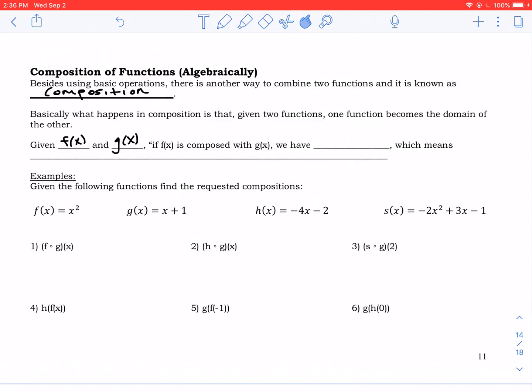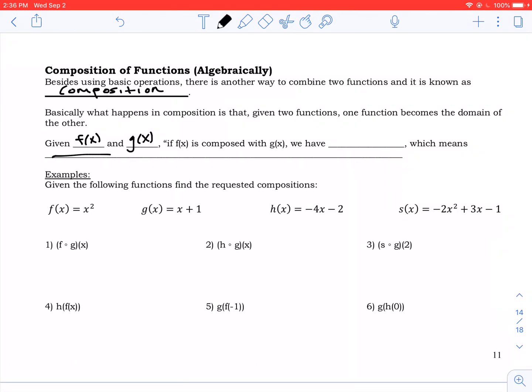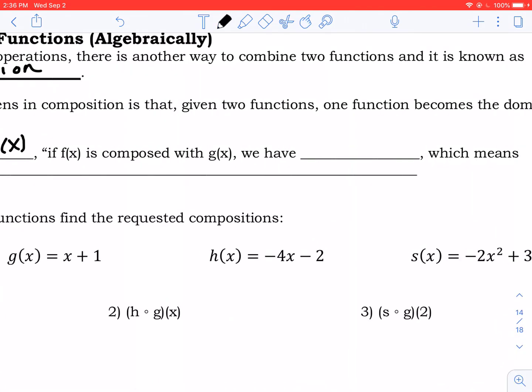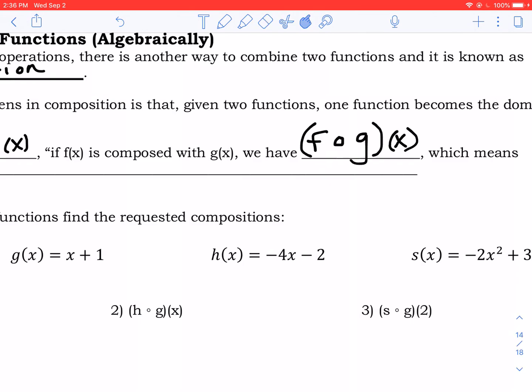So, given f of x and g of x, if f of x is composed with g of x, we have the following statement. We could say f open circle g of x. This open circle is the symbol for function composition, just like this is the symbol for addition, or this is the symbol for division. That open circle is the symbol for function composition. It is not multiplication, so be careful.